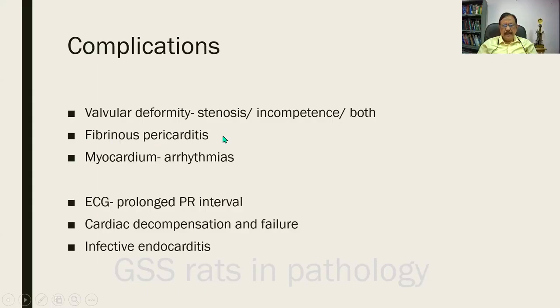There is a fibrinous pericarditis we had seen. Myocarditis can lead to damage of the conduction system. It can result in arrhythmias. The ECG shows a prolonged PR interval, another diagnostic criterion. And whatever it be, the valvular disease can lead to cardiac decompensation and even cardiac failure. Infective endocarditis, one of the predisposing conditions for infective endocarditis is rheumatic heart disease. So this can predispose to infective endocarditis as well. Please do remember these complications.